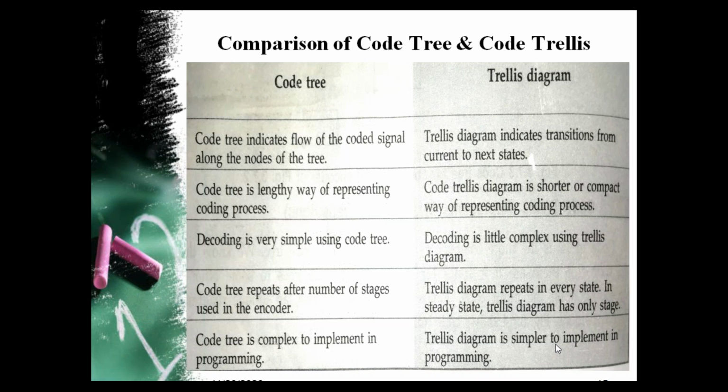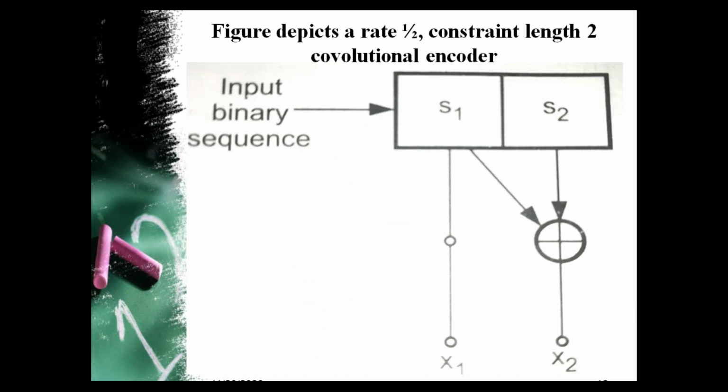Anyway, next you take this problem. Here this figure depicts a rate 1 by 2 convolutional encoder with constraint length K equal to 2. Sometimes it is also represented as capital N, that constraint length. And here it is given as code rate 1 by 2 and constraint length 2. A convolutional encoder is given. You will have to draw the code tree, trellis diagram, and the state diagram of this particular convolutional encoder.